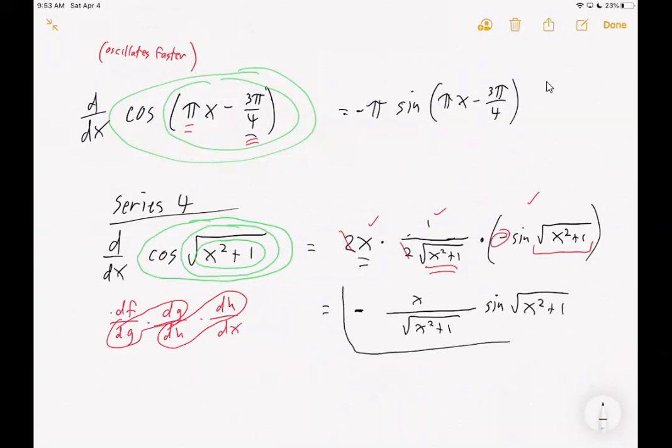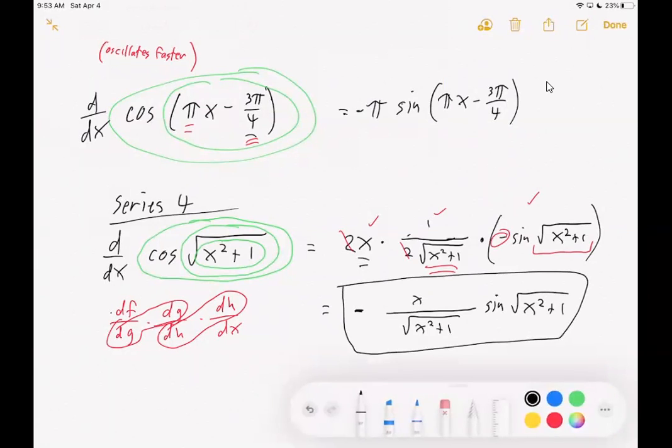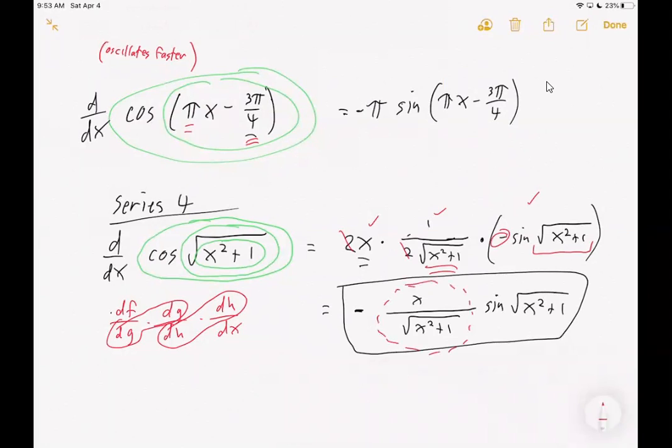I think usually it would be written this way because what's here is a rational expression, and so we probably would put that in front of a sine expression. So all of this actually sort of becomes the amplitude of the sine function. So it's a changing amplitude as x changes. Okay, so that's series 4.